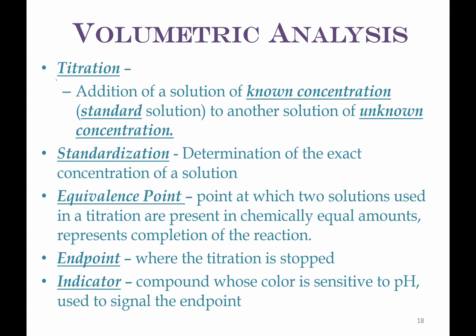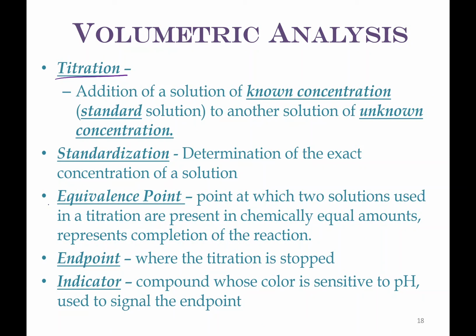So a titration is a specific chemical test that we're going to do. Actually, you looked at the data for it, where we're adding a known concentration, a standard, to another solution that's of unknown concentration. And when we do that, we're going to figure out what the unknown concentration is. Standardization is something that we do to make sure that our standards are a known concentration. If they're not a known concentration, we're really not doing anything.